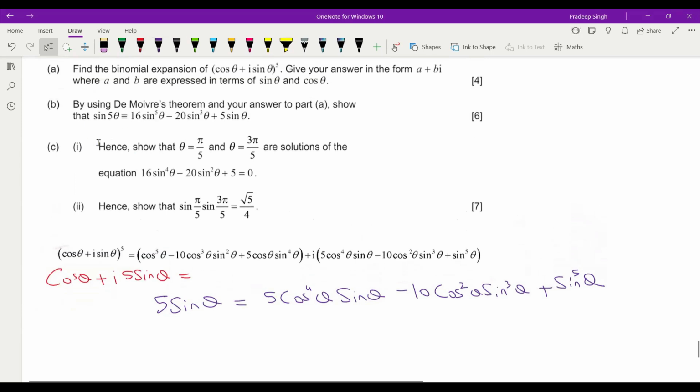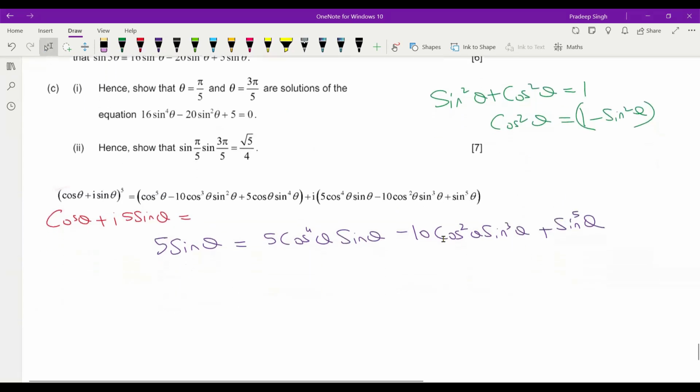Let's go back to part B. We were supposed to find sin 5 theta, and on the right-hand side all the expressions are in terms of sine, which means we need to eliminate the cos terms from our expression. We already know the basic trigonometric identity sin^2 theta plus cos^2 theta is equal to 1, which means if we make cos^2 theta the subject, we get 1 minus sin^2 theta.